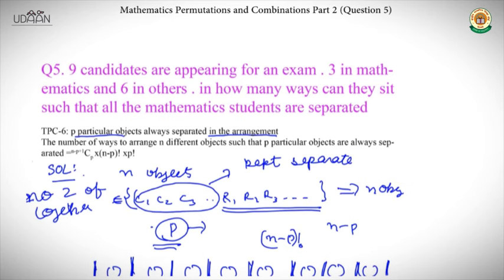So now we have done the problem in which we have to arrange the objects such that p particular objects are always separated. Basically, we first arrange the n minus p objects in (n minus p) factorial ways, and out of n minus p plus 1 spaces, we select p spaces for the p particular objects which are to be always separated, and then we arrange them. So the total number of ways becomes (n minus p plus 1) C p into (n minus p) factorial into p factorial. So now we'll move to our next question.